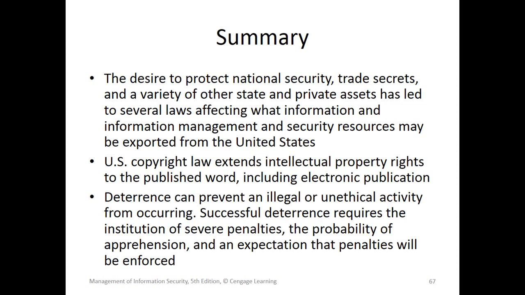And so the desire to protect national security, trade secrets, and a variety of other state and private assets has led to several laws affecting what information and information management and security resources may be exported from the United States. We all know about the U.S. copyright laws. Not going to spend a lot of time on that. But deterrence can prevent an illegal or unethical activity from occurring. Successful deterrence requires the institution of severe penalties, the probability of apprehension, and an expectation that penalties will be enforced.